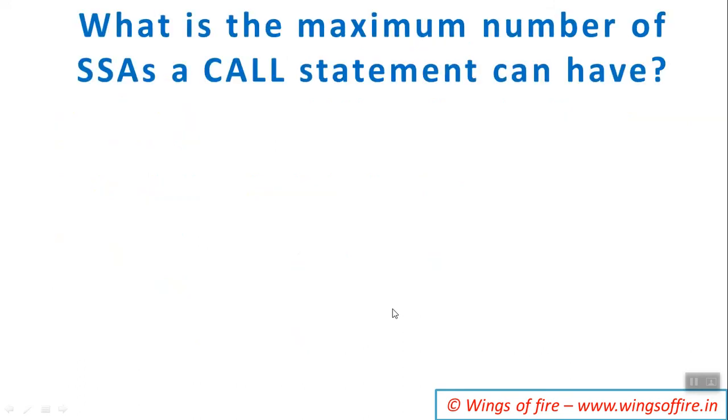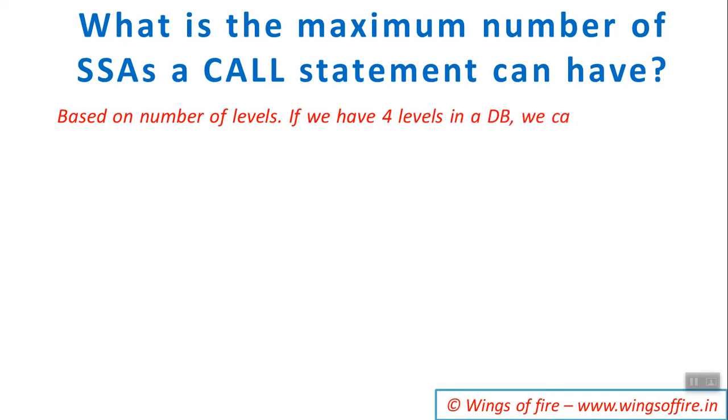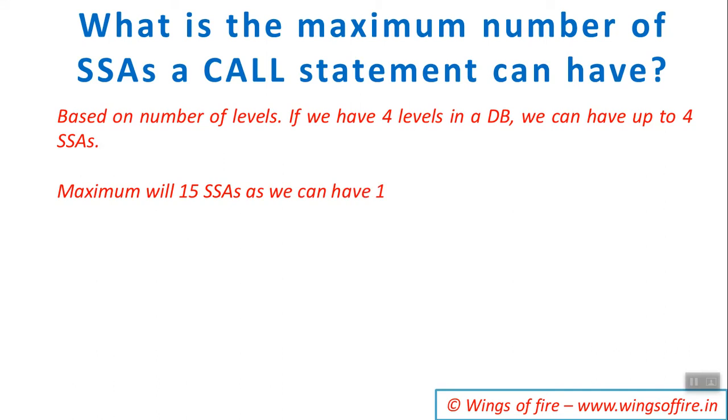What's the maximum number of SSAs a call statement can have? It depends on the number of levels of the IMS DB. For every level, we can have one SSA. The maximum is technically 15, because we can have a maximum of 15 levels in an IMS DB.